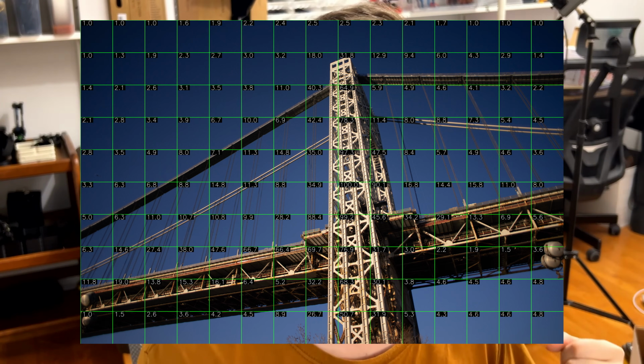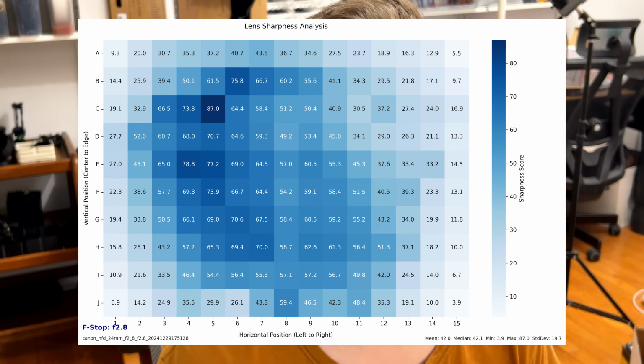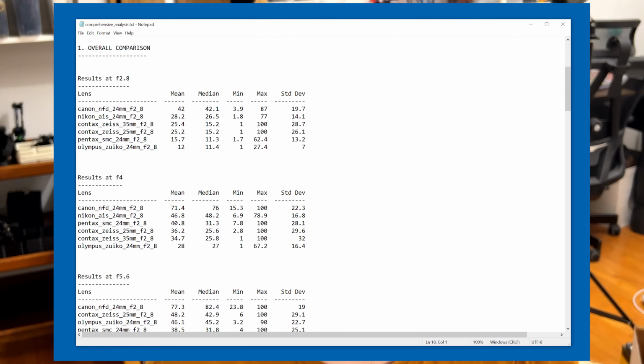So we can use those tiles to generate a heat map, which is really convenient for analyzing the character of the lens. It gives us a score for each of the tiles, which allows us to get the average of all the tiles, the minimum and the maximum and the standard deviation. So let's explain what's going on with the heat maps just really quick with the Canon f2.8 wide open data.